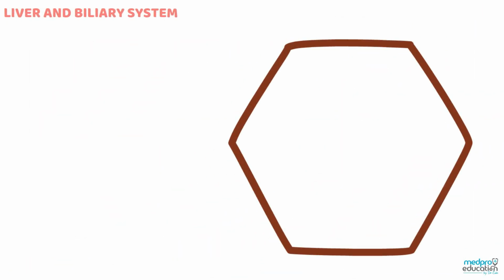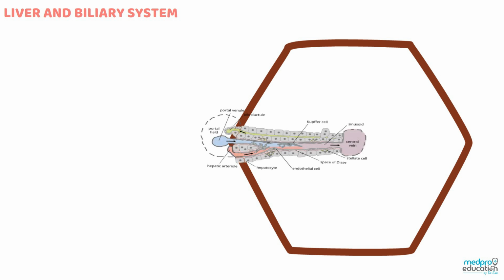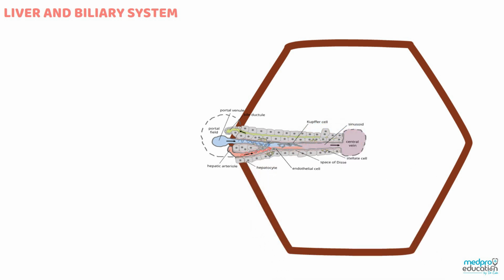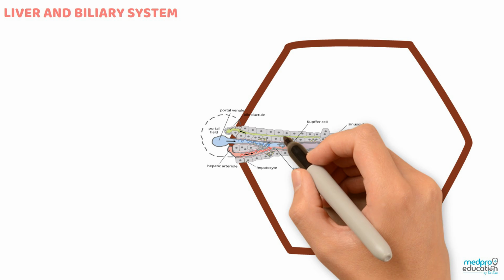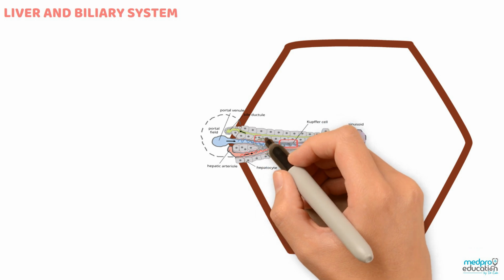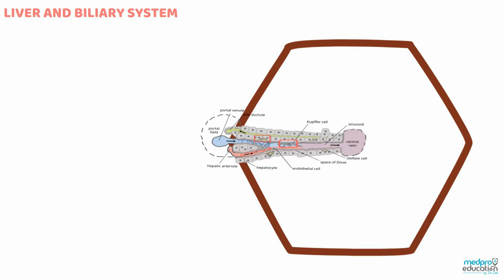The liver is arranged into hexagonal lobules, each with a central vein in the middle and portal triads at each corner. Blood from the portal vein and hepatic artery flows through the sinusoids toward the central vein. Within these sinusoids, specialized cells play key roles: Kupffer cells act as macrophages, clearing pathogens and debris. Ito cells store vitamin A, but when activated, they promote fibrosis and cirrhosis.